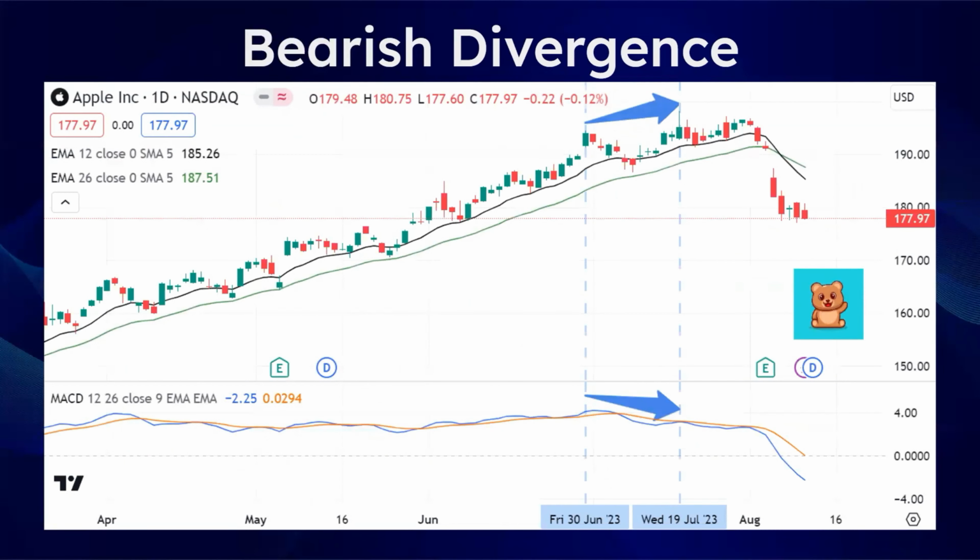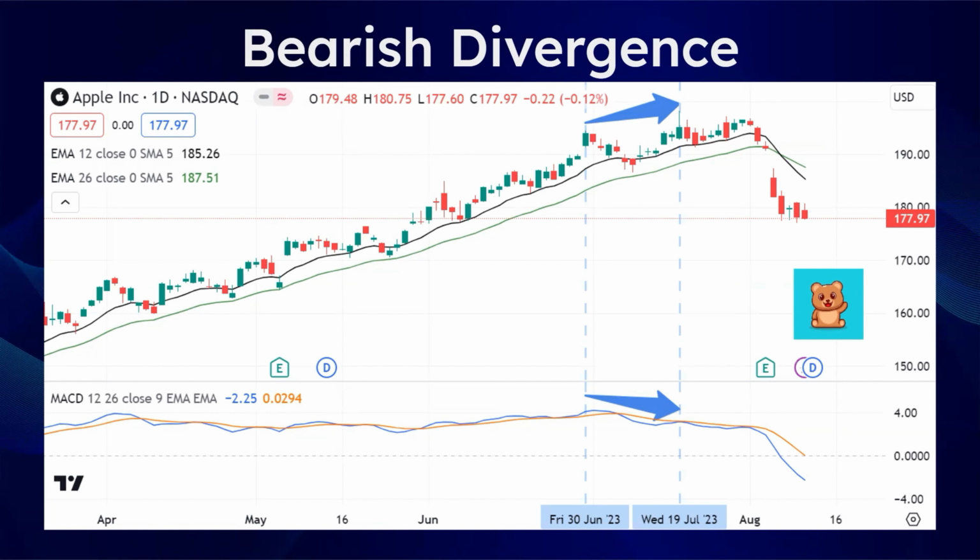What about a bearish scenario? Closer to date, in June to July 2023, prices went higher, but the fast line remains below the slow line. The undercurrent is saying price is not strong. Here we see the MACD and prices once again diverging, and subsequently bears took over. This is bearish divergence, and this is how I avoided the recent Apple crash.